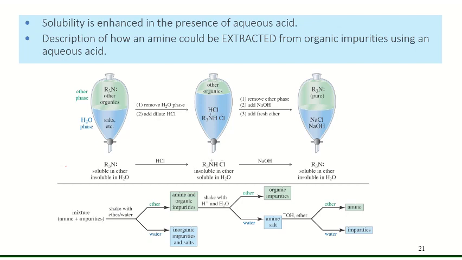Separation. We went through this before. If you have a mixture of base with other, say, neutral organics, all you've got to do is acidify, and there you have your ammonium salt. Your ammonium salt will then pass into the aqueous phase. Once you have that aqueous phase, you can basify it to release your pure amine.